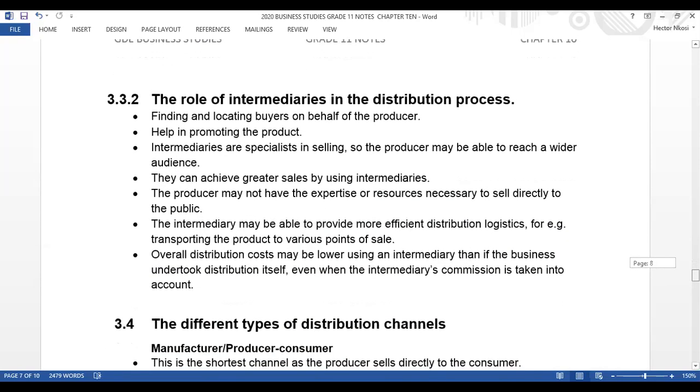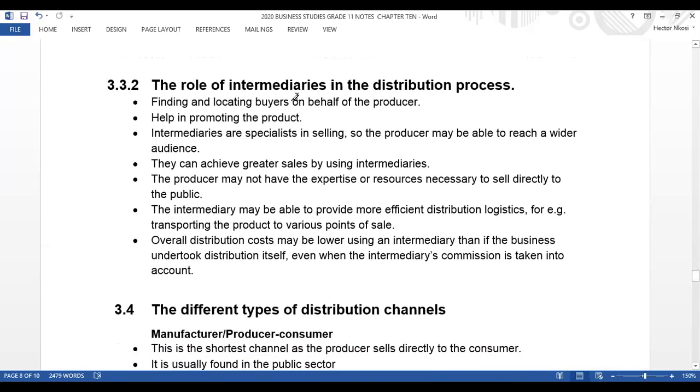Now, let's look at the role of intermediaries in the distribution process. What role do they play, boys and girls? It is finding and locating buyers on behalf of the producer. They also help in promoting the product. Also, your intermediaries are specialists in selling.